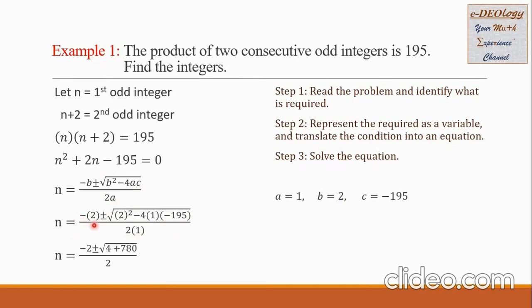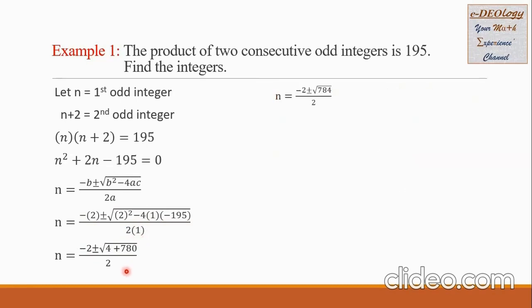The negative of this value 2 is now negative 2 plus or minus the big square root. 2 square is 4. And then this negative 4 times 1 times negative 195 equals positive 780. All over 2 times 1 is 2. And then 4 plus 780 will be 784. The square root of 784 can be simplified, and that is 28.